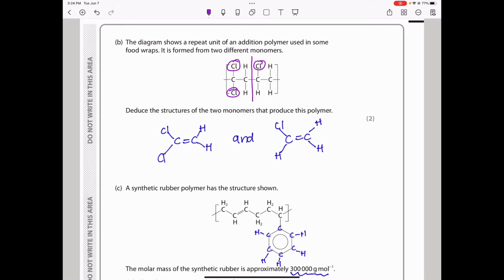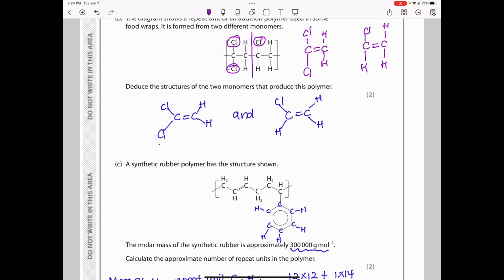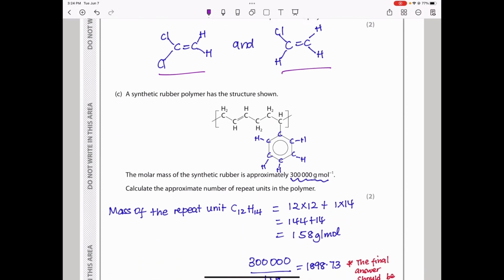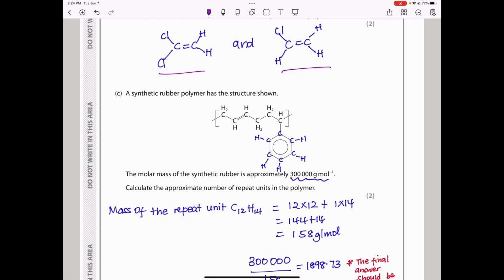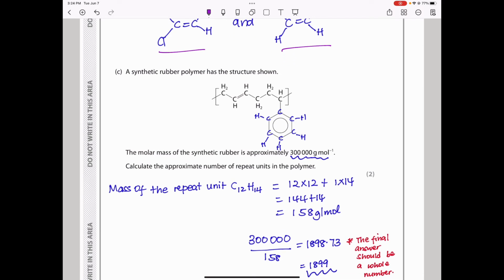Again, this is addition polymerization. So it's going to be carbon, double bond carbon, hydrogen, hydrogen, Cl, Cl, and carbon, Cl, double bond carbon, hydrogen, hydrogen, and hydrogen. You split them in the middle and introduce double bonds between them. That is how. These are the answers we expect. The next part says a synthetic rubber polymer has the structure shown below.